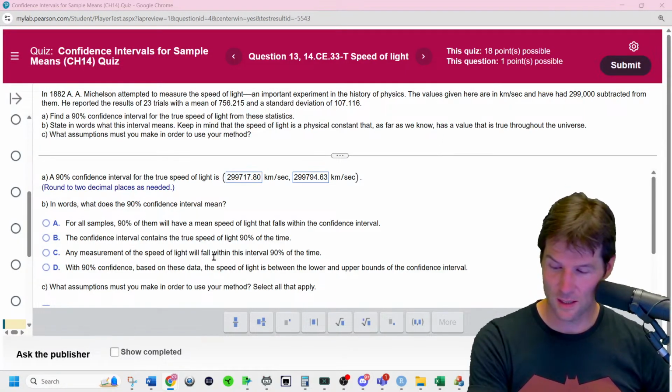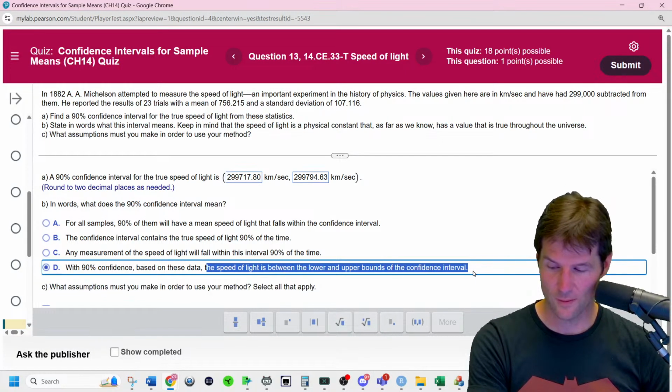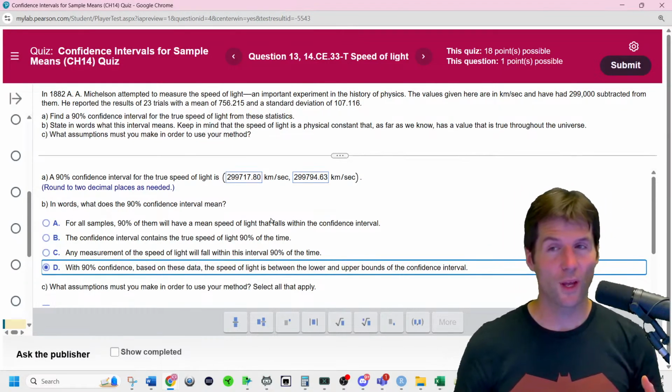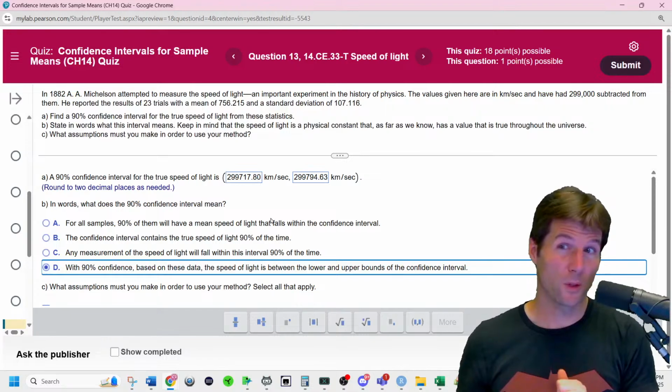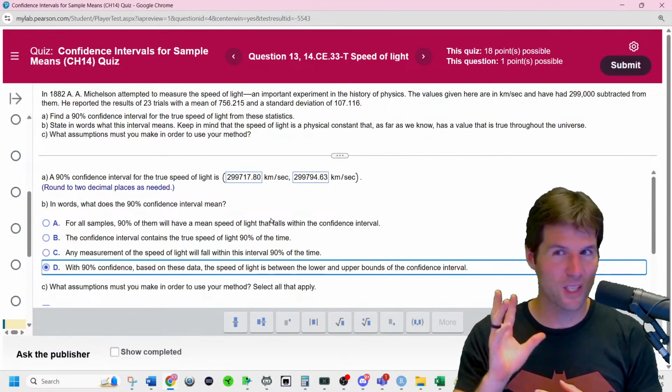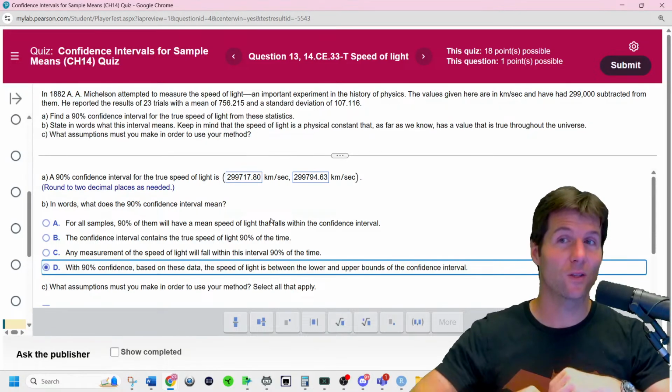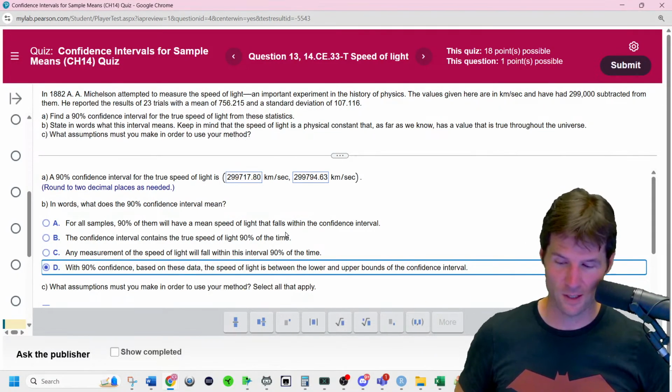So it is D because we're trying to figure out the true mean speed of light. It's not for the samples, because when you take a sample, you make estimates about the truth. We know what the sample is. We don't know what the truth is. Now, we're not estimating what the truth is for the sample. We're estimating the truth for what the speed of light is overall.